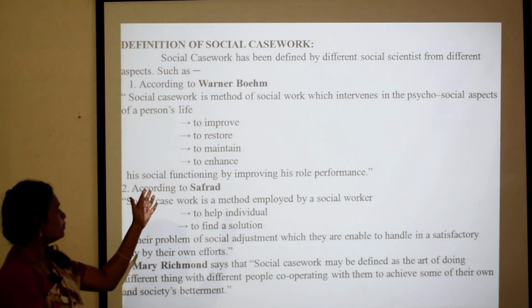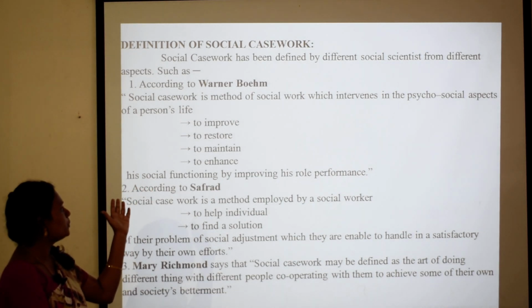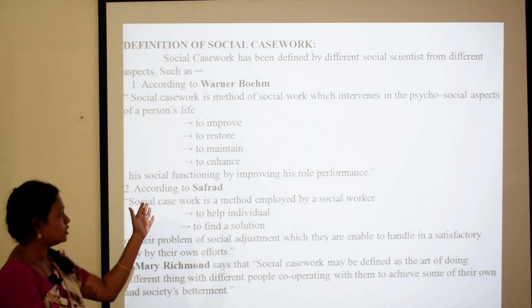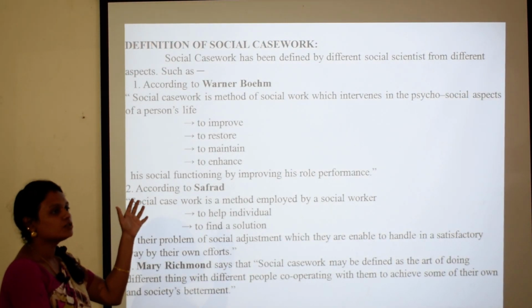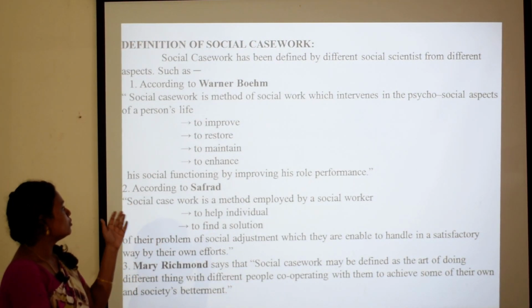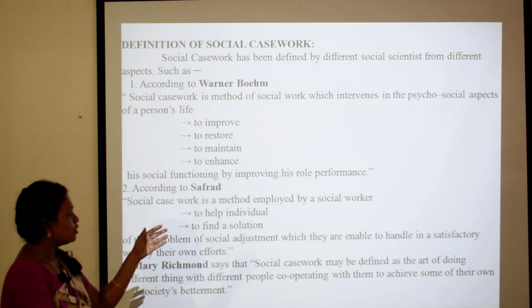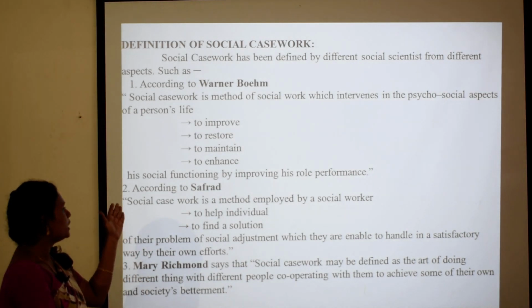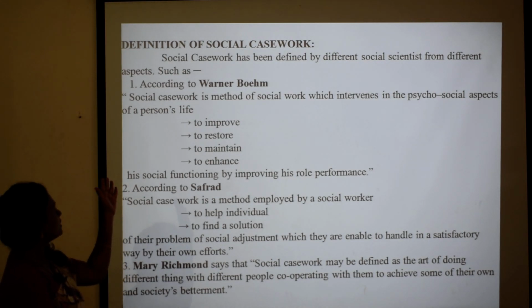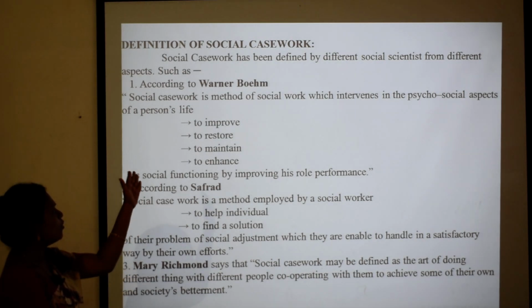That is, to improve, to restore, to maintain and to enhance. To improve means we have to improve the individual, to restore means we have to restore the individual, to maintain means we have to maintain good relationships, and to enhance means we have to enhance social functioning by improving the social problems. All these four characteristics are part of social casework as defined by Warren Brown.